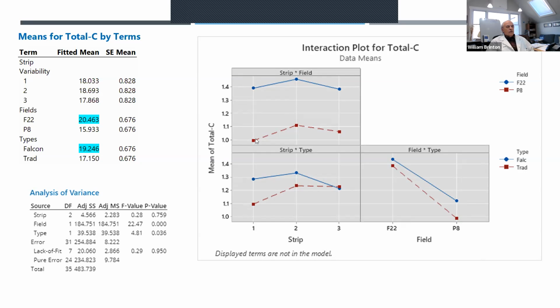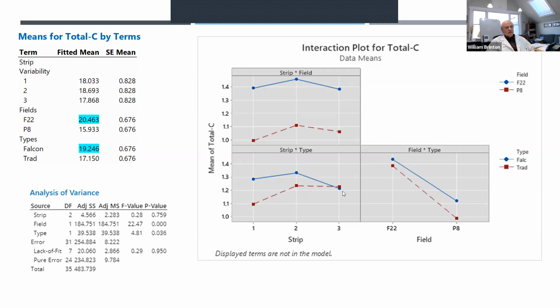So these are the three strips in the field, 1, 2, and 3, going across here. In this scenario, field 22 was much higher and significantly higher in carbon than field 8, 7, and 8. But you see here, the strips behaved almost identically; the trend across them was the same. Now, when we go down here, we're testing the different strips by whether the Falcon and the traditional could see the differences.